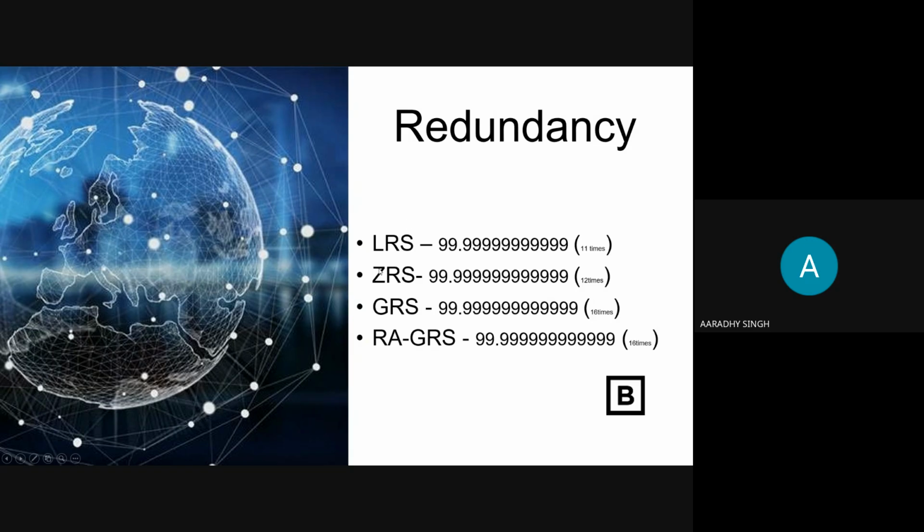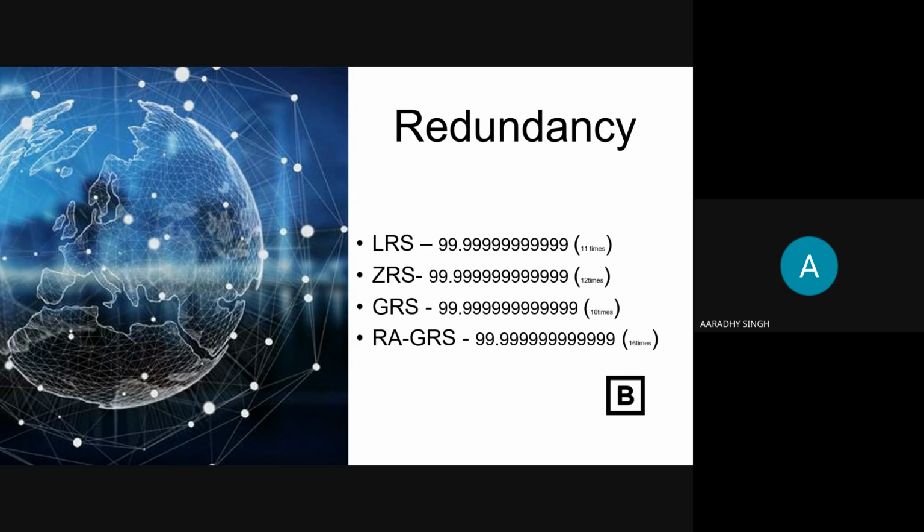If you're planning to go with the second option, which is called ZRS, here the SLA is 99.99, total 12 nines. The charge you have to pay is 3 cents per GB per month. In Indian rupees, it will be 2 rupees 70 paise per GB per month. The third option is called GRS. Here, SLA is 99.99, total 16 nines, and you have to pay 4 cents per GB per month.